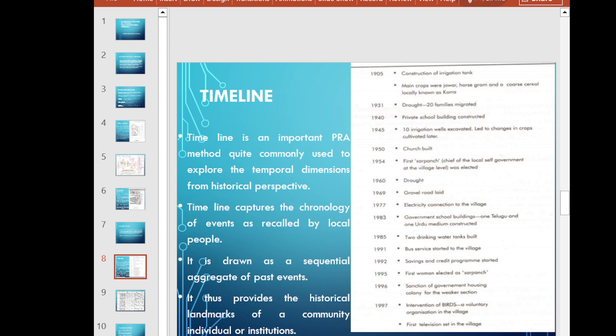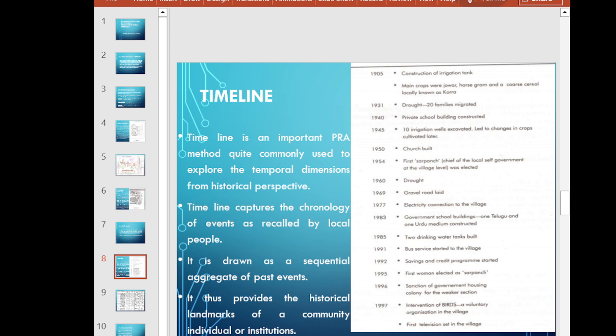This is the timeline since when the village has come into existence, and how with the passage of time the villagers have also changed, the village has also changed. So this is a timeline, or we can say it's a historical transect, which is an important PRA method, commonly used to explore the temporal dimensions from a historical perspective.